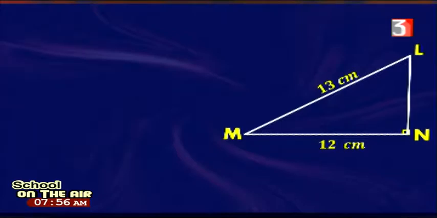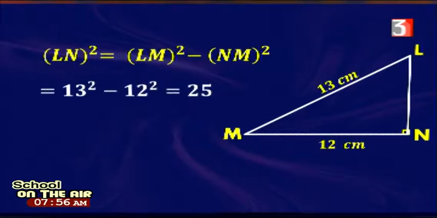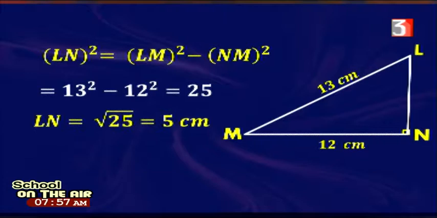By using Pythagoras theorem, we can find that LN to the power of 2 equals LM to the power of 2 minus NM to the power of 2. By substituting, it is 13 to the power of 2 minus 12 to the power of 2, to obtain a result of 25. By taking the square root of both sides of the equation, LN equals square root 25, to give a result of 5 centimeters.